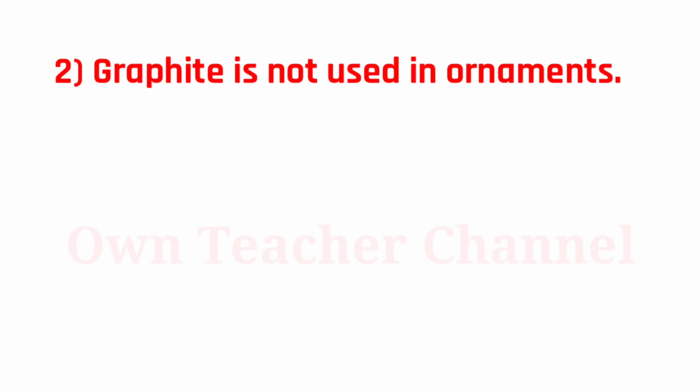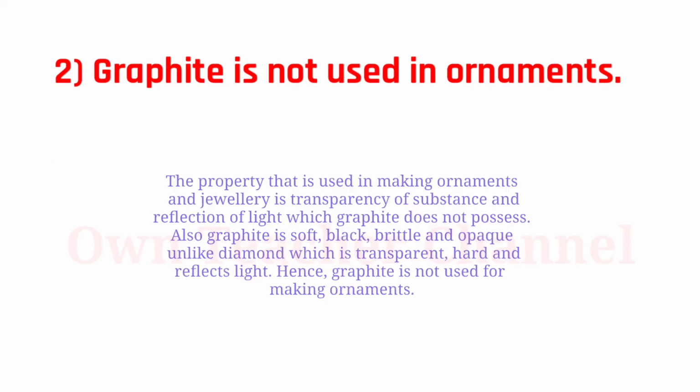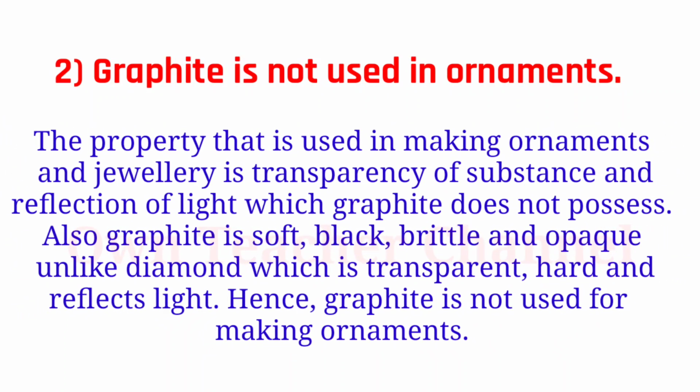B. Graphite is not used in ornaments. The properties needed for making ornaments and jewelry are transparency of substance and reflection of light, which graphite does not possess. Also, graphite is soft, black, brittle, and opaque, unlike diamond, which is transparent, hard, and reflects light. Hence, graphite is not used for making ornaments.